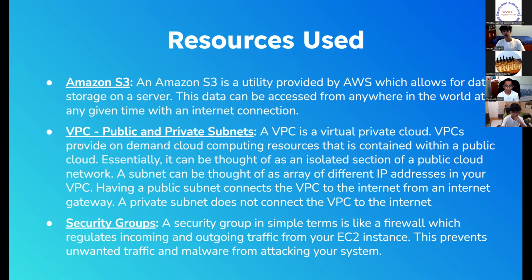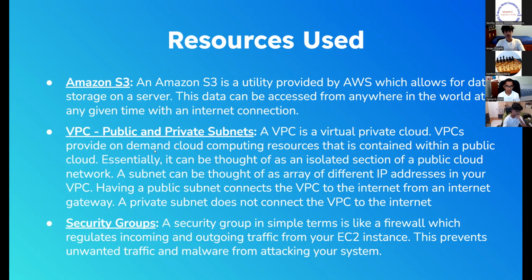Next, we have our VPC, public and private subnets. So a VPC is like a virtual private cloud. It can be thought of as a portion of a server that is set out for you to use. It provides on-demand cloud computing resources, and it's like a small area within a public cloud, an isolated section of a public cloud network.